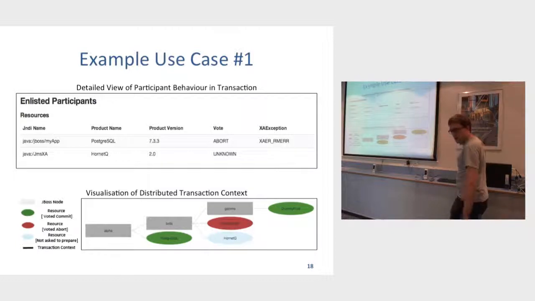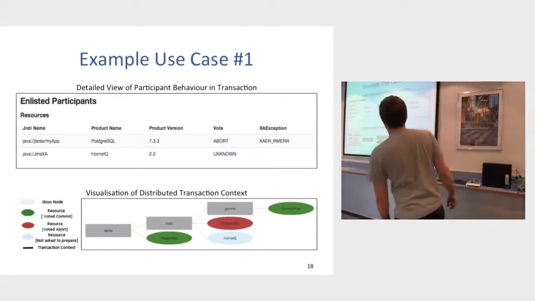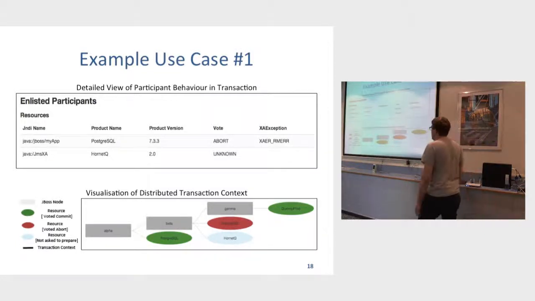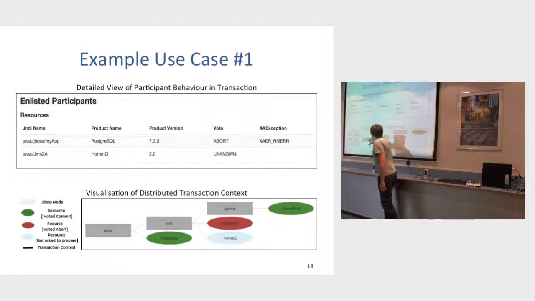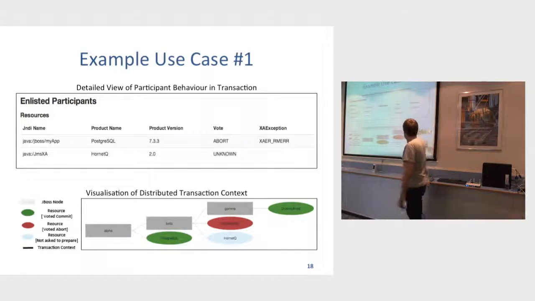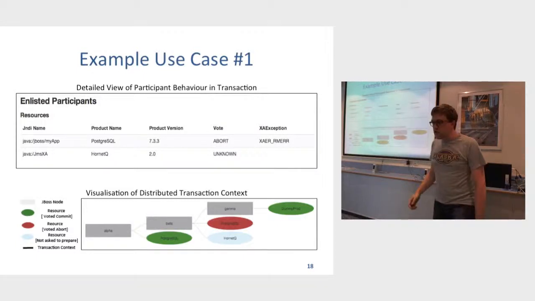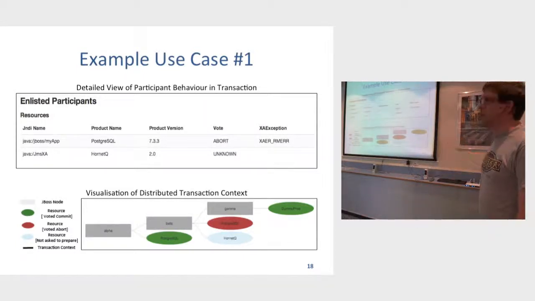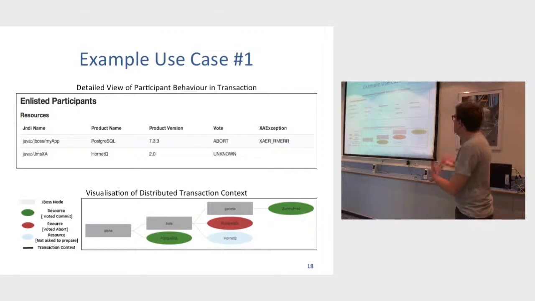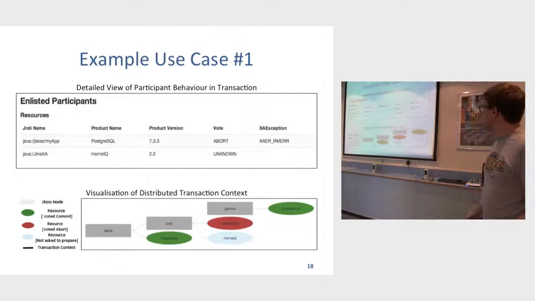Now, sadly not showing up brilliantly on the projector, but I'll go over. You've got this general graph here. We can see the hierarchy of the nodes, the resources they've enlisted. So we've got a green for a commit vote, and the red here for the voting to abort. And again, that can just give us more of a high-level overview of the transaction and what's happening. So it's about making this data easier for the user to consume.